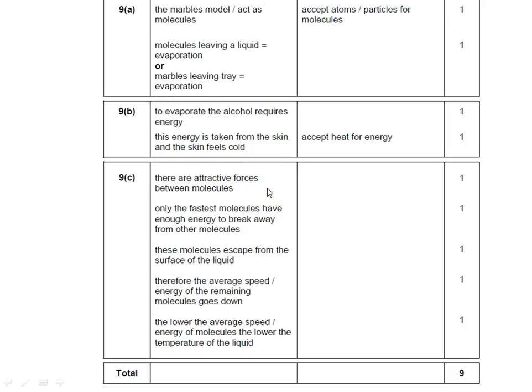And then the horrible graph question was, there are attractive forces between molecules, these intermolecular forces. Only the fastest molecules have enough energy to break away from the other molecules. These molecules escape from the surface of the liquid or evaporate. Therefore, the average speed or energy remaining goes down. So the lower the average speed, the lower the temperature of the liquid.